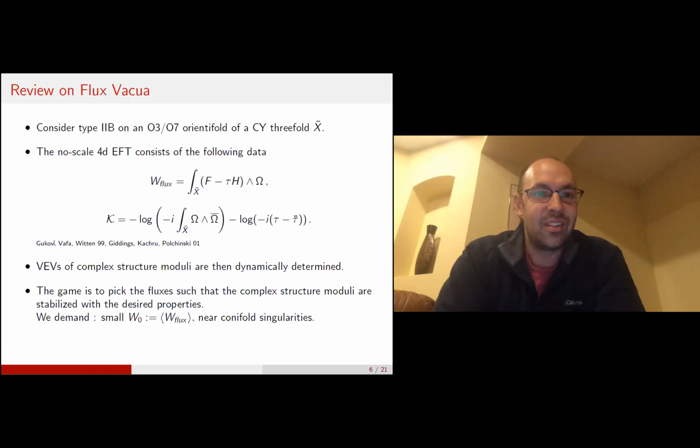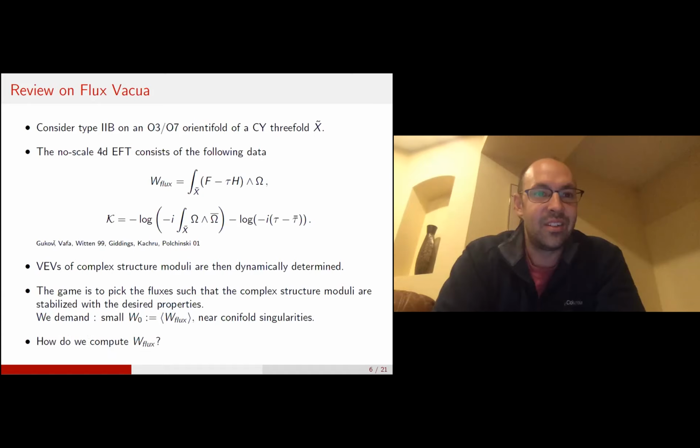So let us review the type IIB construction. First, consider type IIB superstring theory on a Calabi-Yau threefold, and I mean the orientifold with O3 and O7 planes. Then what we know is that the no-scale supergravity is described by the flux superpotential and the Kähler potential. The flux superpotential then induces a potential on the complex structure moduli and the axio-dilaton modulus. As a result, the complex structure moduli will adjust their VEVs dynamically, and you can determine their VEVs at the minimum. So if you want to construct flux vacua, the game you want to play is to pick the flux vectors f and h such that the VEVs of the stabilized complex structure moduli will feature the desired properties that you might want to have. For example, in this talk, I demand to have small W0 and at least one of the complex structure moduli should be near the conifolds.